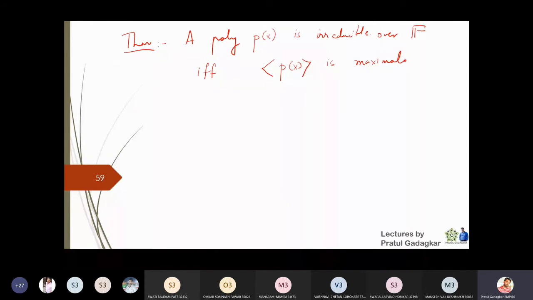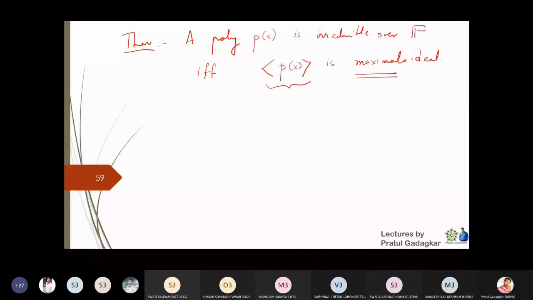Means, can I find the roots? Can I factorize it? And so on. So I will first check whether the polynomial is reducible or irreducible. If it is irreducible, then the ideal formed because of that type of polynomial will always become which type of ideal? It will become a maximal ideal.